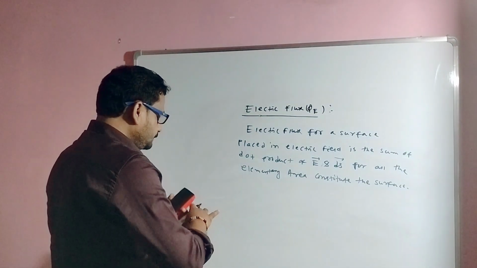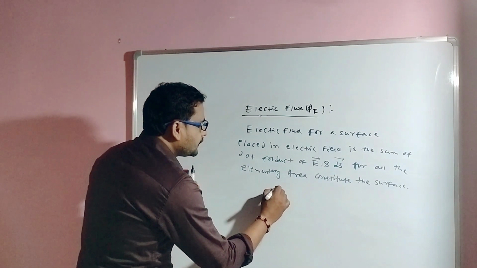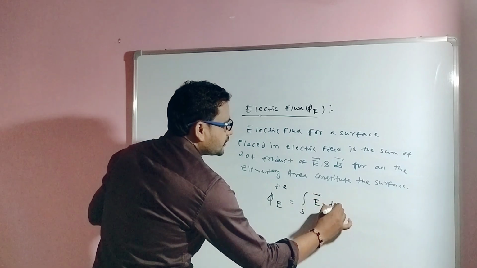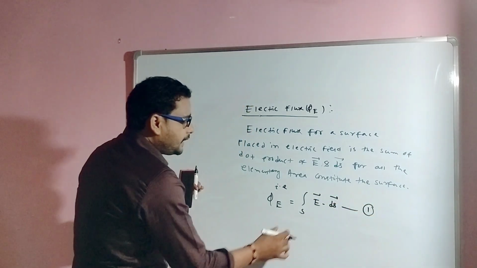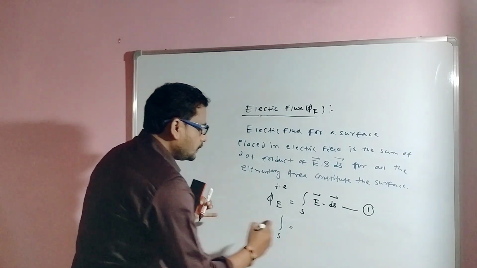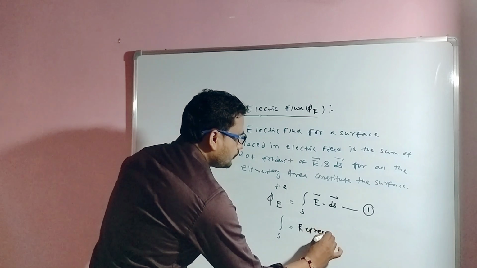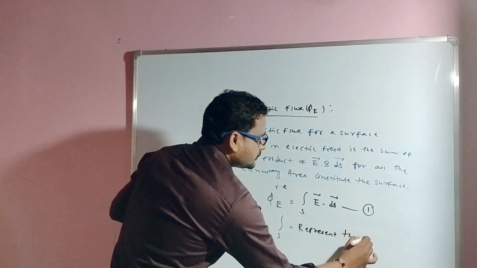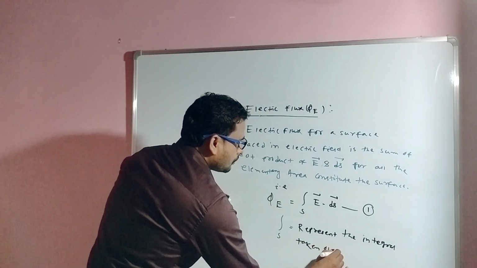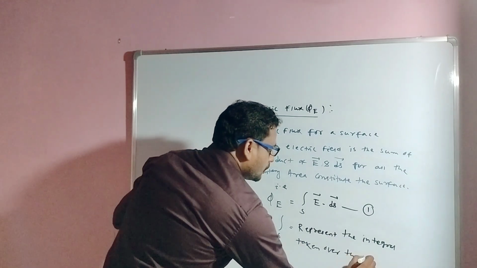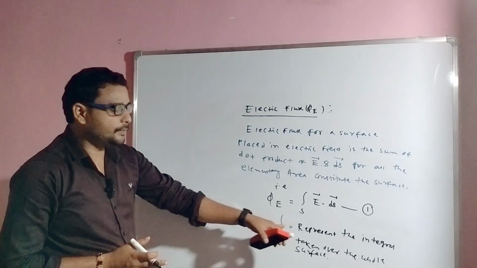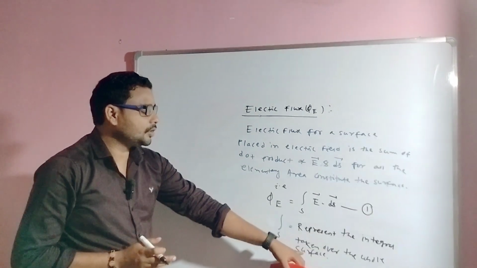Okay, then according to the definition, the formula is phi e is equal to integration s E vector dot ds vector. Give equation number 1. Here integration s represents the integral taken over the whole surface.